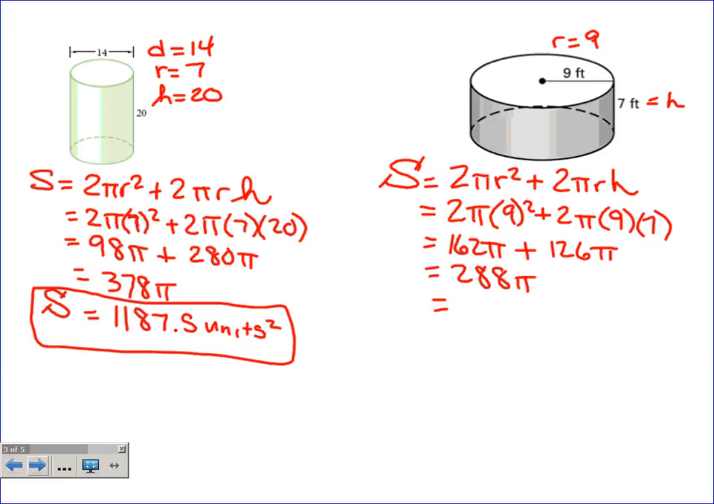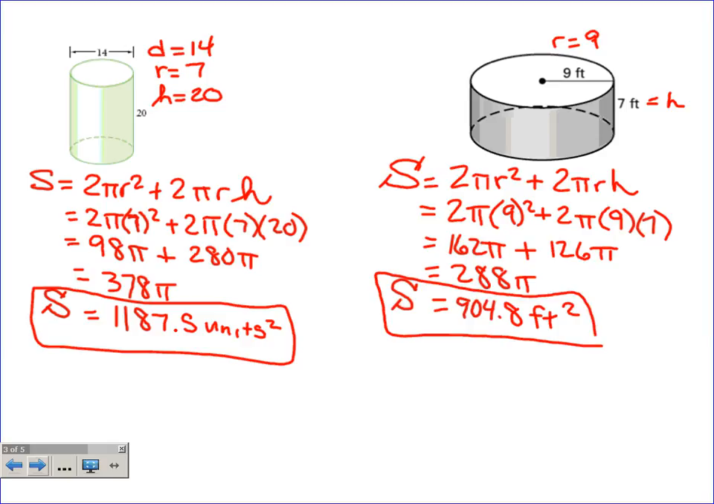And we're going to round this surface area to the nearest tenth. We have 904.8. And we have to use units. It would just be feet, right? Oh, square feet, because we're dealing with surface area. Area is always going to be square feet. Correct.